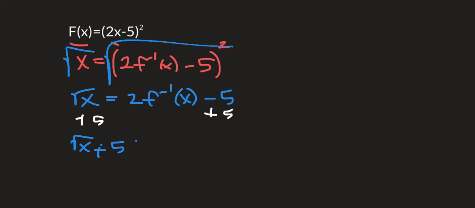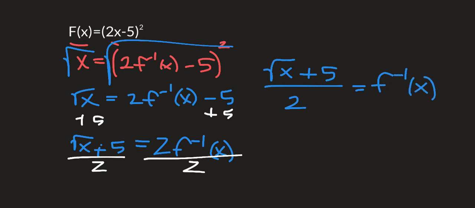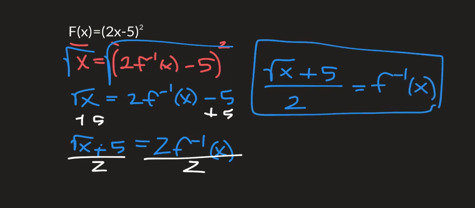Sorry, I'm writing with my finger, y'all, so this is not showing up super well. 2 times the inverse. And when we have square roots or other more complex functions, we're not going to divide them out separately because that gets a little bit complicated. So we're just going to divide the whole thing by 2. So for this problem, my final inverse is going to be the square root of x plus 5 over 2 equals the inverse function.